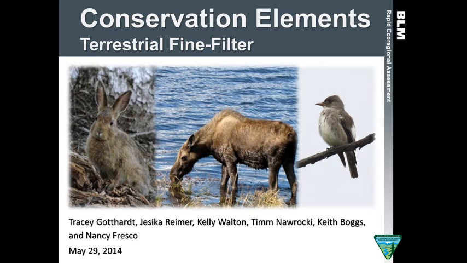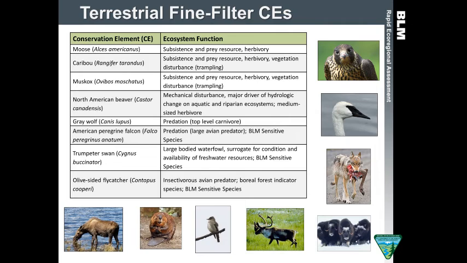I am the program zoologist at the Alaska Natural Heritage Program, and I've been the wildlife lead on this REA since its inception. So today I want to talk to you about the terrestrial fine filter conservation element, or more affectionately, the wildlife species. We have a wide cast of characters. There were 8 terrestrial CEs: moose, caribou, muskox, beaver, gray wolf, American peregrine falcon, trumpeter swan, and olive-sided flycatcher.